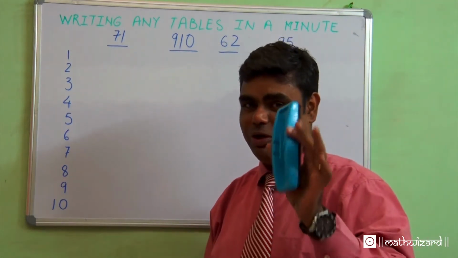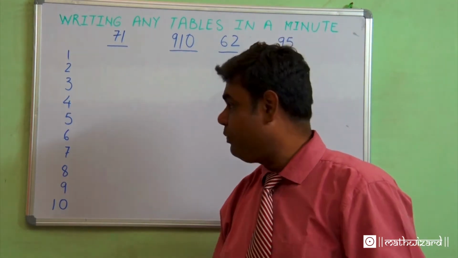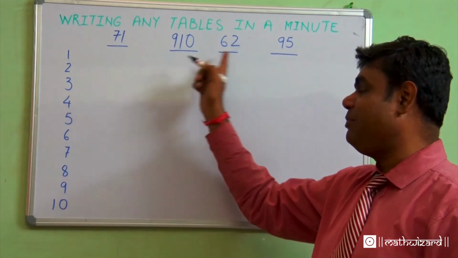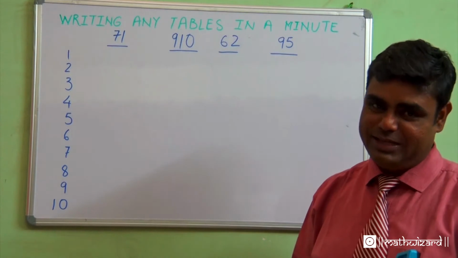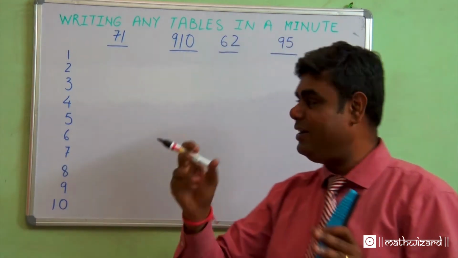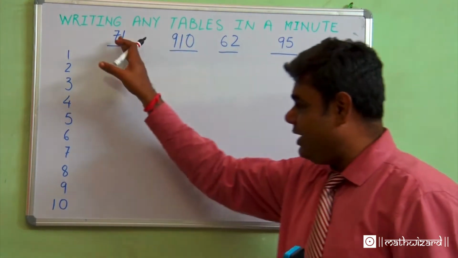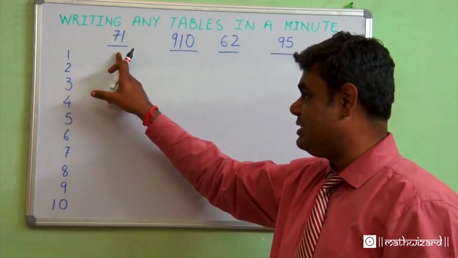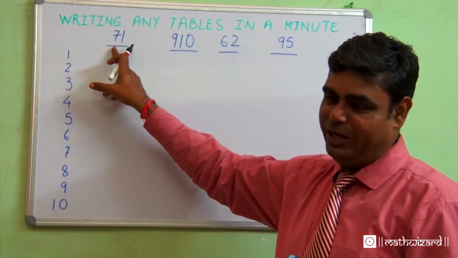Only thing, you should know your tables till 10, 12 thoroughly. Let's see how to write. If this trick is understood, it can be applicable for any numbers under the sun. Bigger numbers, with a little practice and a little more understanding, you can solve any tables in a minute. Let's see this. I'm writing the tables of 71.